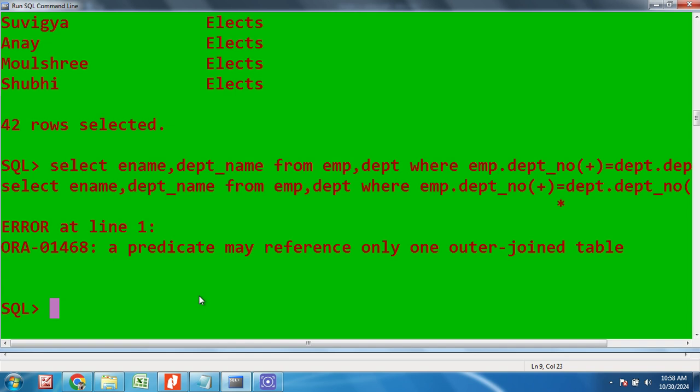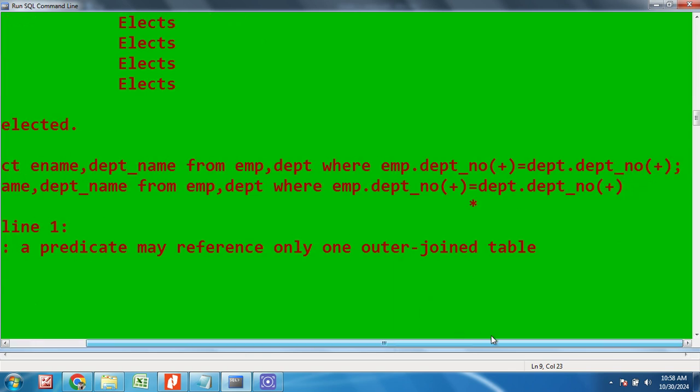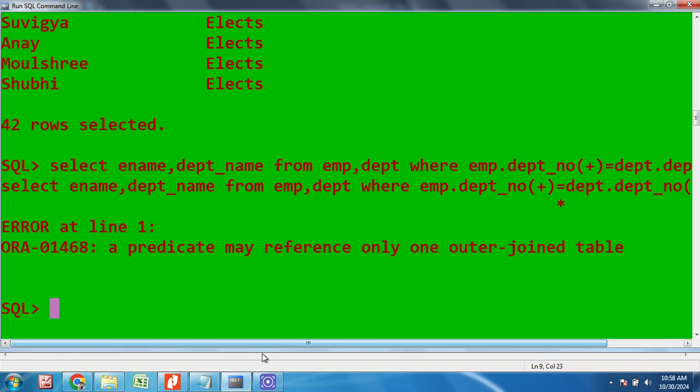Just read the error. A predicate may reference only one outer joined table. So we cannot write plus symbols on both the sides. Only one outer join table is possible. Both outer join tables is not possible. It is showing me an error. So this is not possible in Oracle SQL. So how to use full outer join?